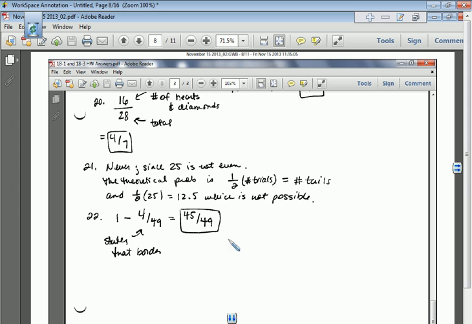Word after probability. Okay. Yeah, that's PROB is the way math teachers abbreviate probability.